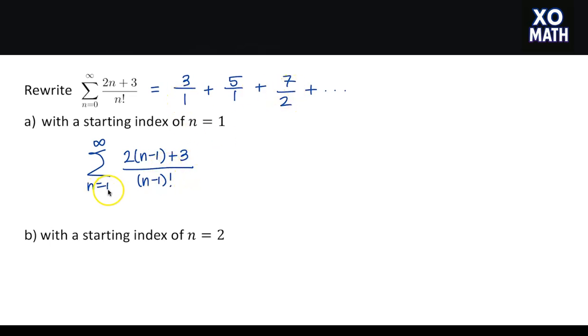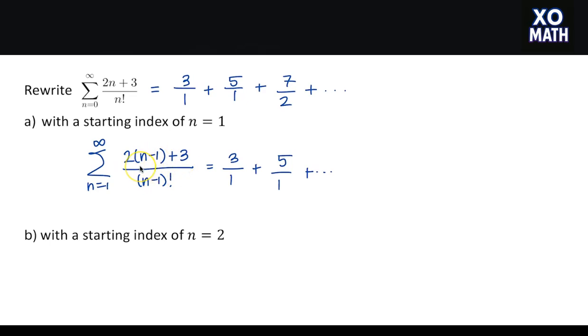So let's make sure that this yields the same collection of terms. If I start with n equals 1, I'm going to get 2 times 1 minus 1, that's 0, so that's gone. So I just have a 3 in the numerator. And then 1 minus 1 is 0, and we said 0 factorial is 1. And maybe we'll just try one more. If I plug in 2, 2 minus 1, that's 1. 1 times 2 plus 3, that's 5. And then I have 2 minus 1, 1 factorial is 1. So we can see that this is going to give us the same infinite series.